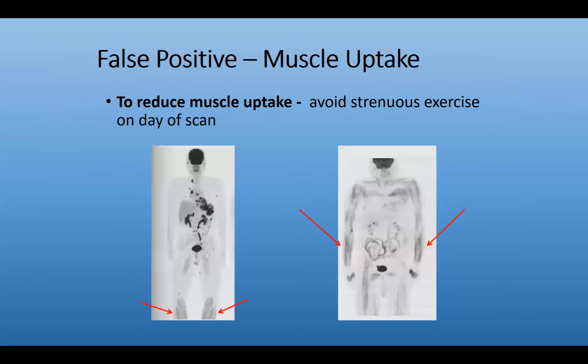So here's an example of muscle uptake. Sorry, you can't maybe see it quite so well with my screen here. But this patient here has some muscle uptake in the lower extremities. So this patient, it must have been leg day at the gym. This patient's got a lot of uptake in their upper extremities. So it must have been arm day on the day this patient came in.